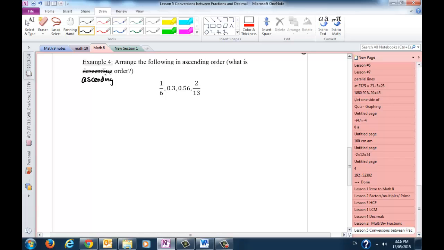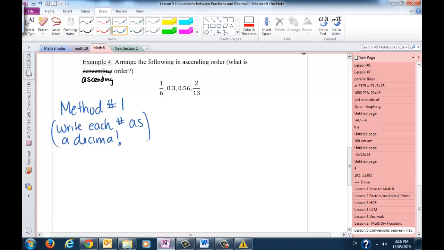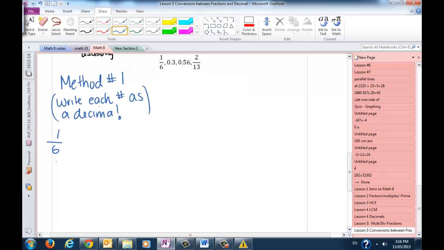Now there's really 2 methods that you can do. I'm not going to do both. I'm going to do one method. We can talk about the other method. I highly recommend the first method. It will make your life easier. Now the first method, write each number as a decimal. All right, well we have 2 fractions. We have 1 over 6 and 2 over 3. So I have 1 over 6, and I'm just going to do long division on 1 divided by 6.